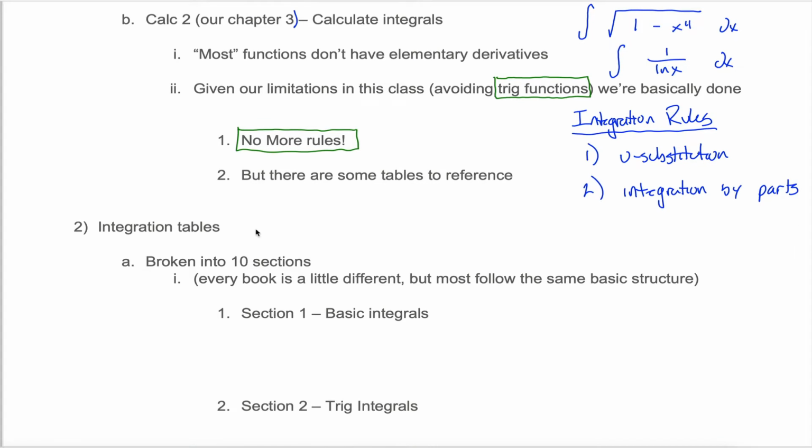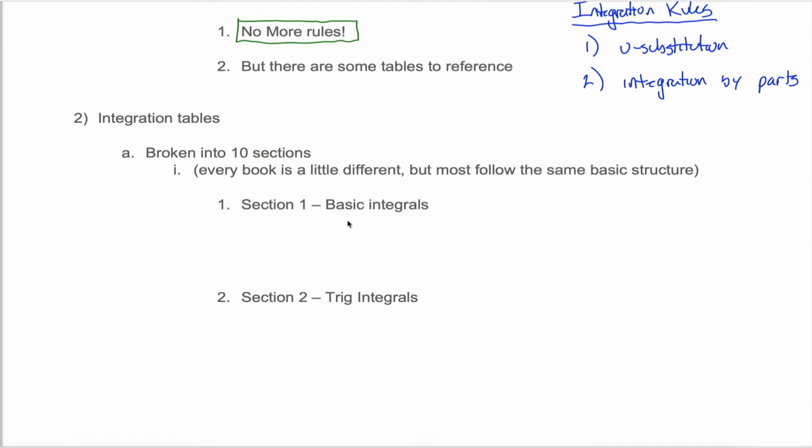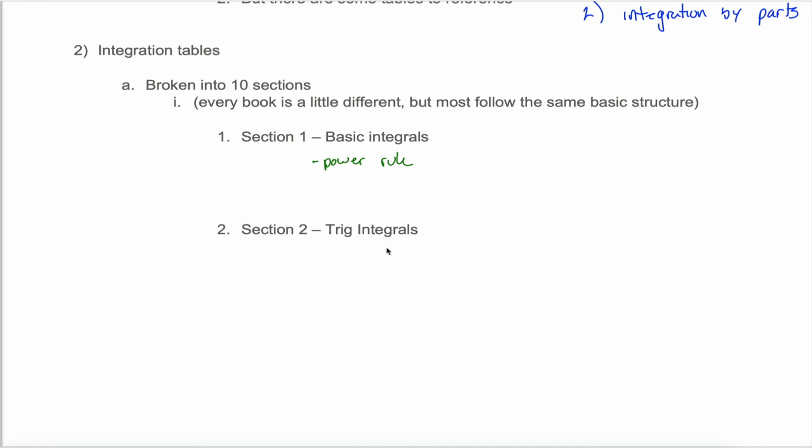Anyways, I mentioned there's these integration tables, and I mentioned they're broken up into 10 different sections in your book. The first section just includes basic integrals. So these would be things like the power rule, or the fact that the antiderivative of e to the x is e to the x, things like that. Things that we learned long ago that we'd never reference the back of the book to use. So for our purposes, we can completely ignore section 1. Section 2 deals with trig integrals, and as I mentioned before, we're completely skipping anything trig in this class, so this talks about sines and cosines and powers of those functions.